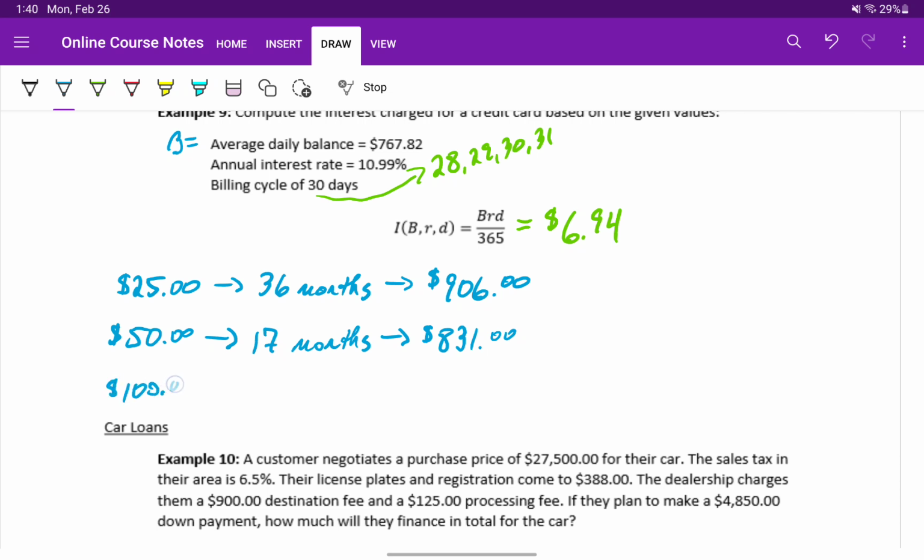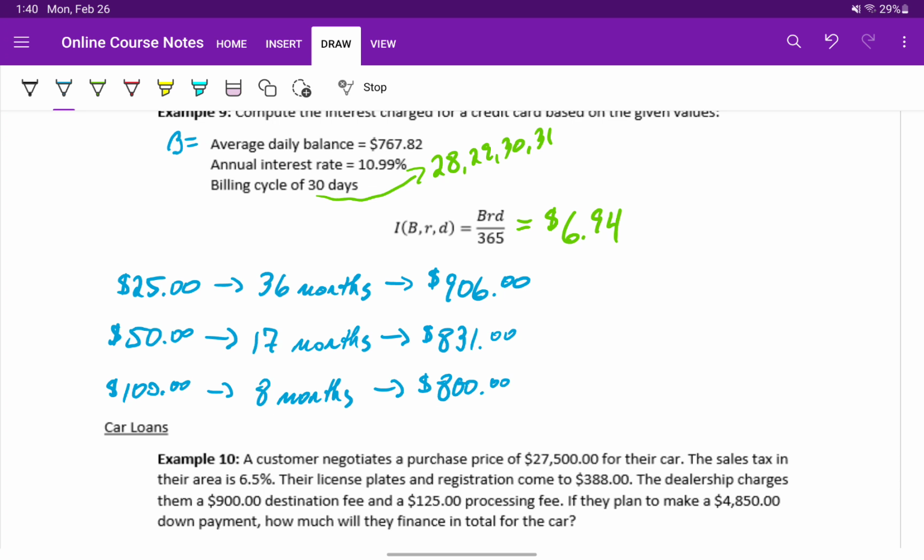If you could bump that payment up even higher to $100, then you would get that balance paid off in 8 months, and you would have spent only $800. So saving $106 altogether. Now the calculations for that I pulled from, there are any number of tools online where you can calculate those values based off different payments you're making.